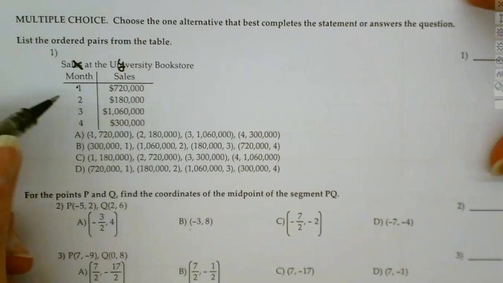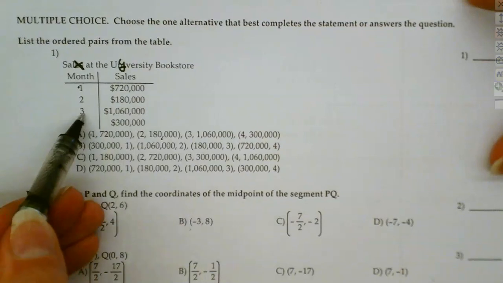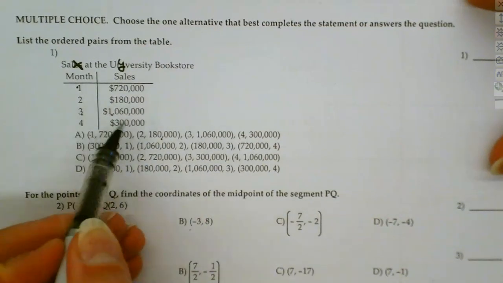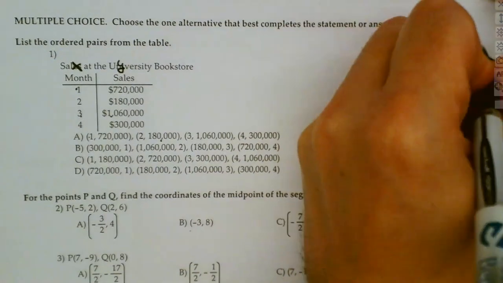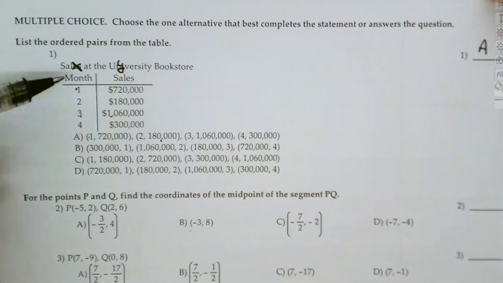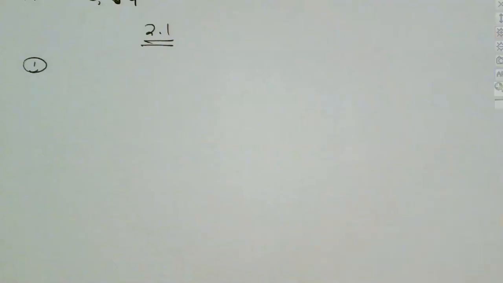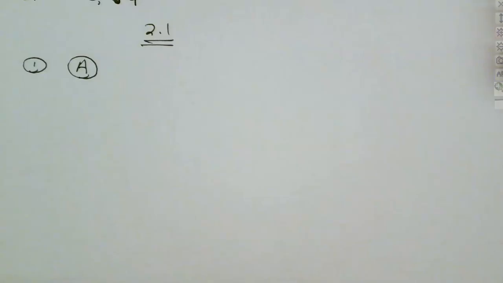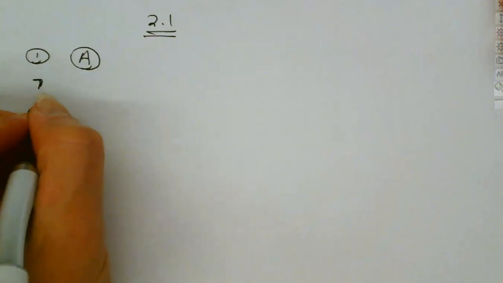So it looks like if I write them all out, I've got 2, 180,000, right? 3, 1,060,000, okay? And 4 is 300,000. So it looks like it would be answer what? Answer A, right? Because x goes first, y is second. So all you need to do is just simply write out the ordered pairs. That's it.